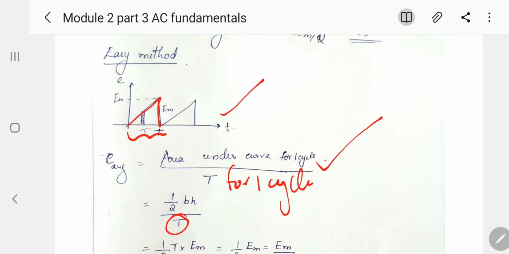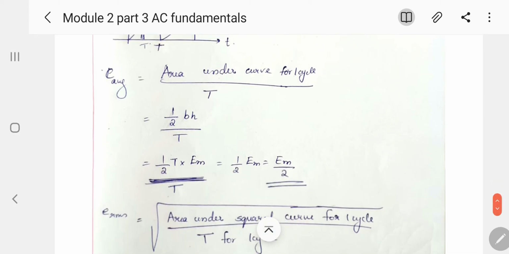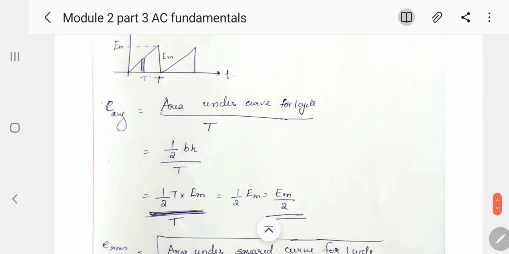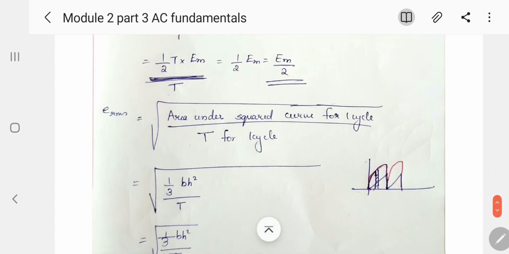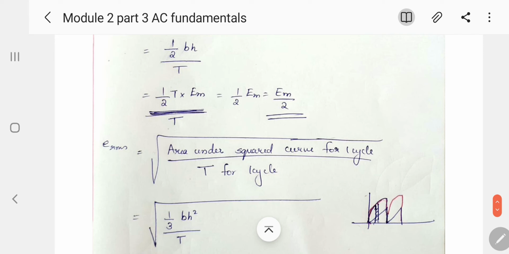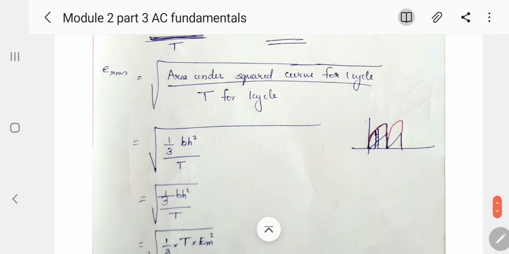Here you can see it is a triangle. What is the area of a triangle? Half BH. So that is why I have written here half BH. What is the base here? Base is T and altitude is Em. Substituting the values there, we can easily find out the average value. Very easy to calculate as we know the general equation for finding the area of a triangle.